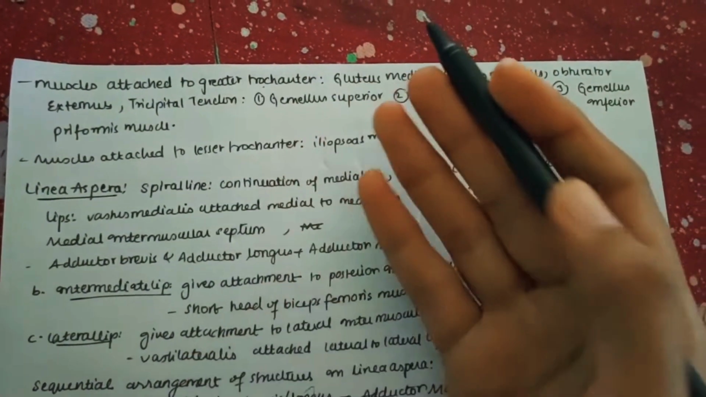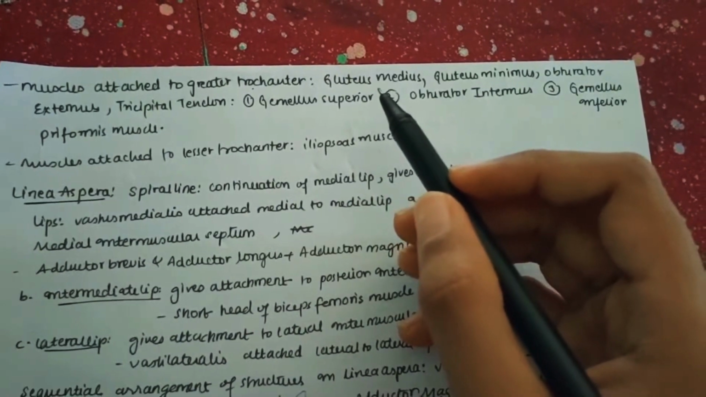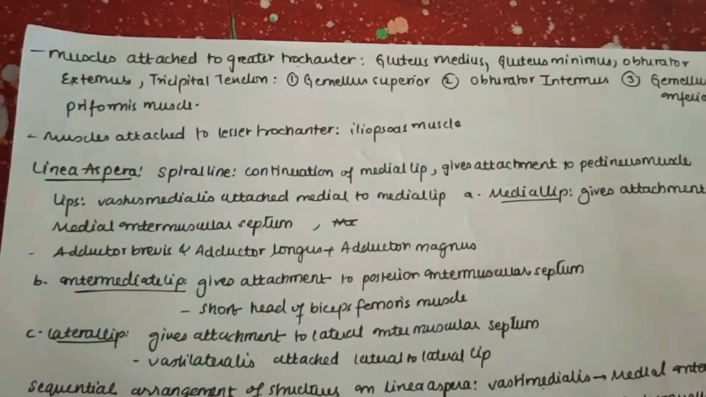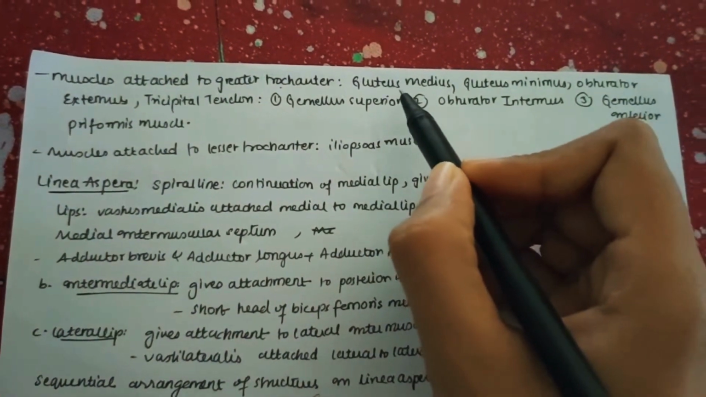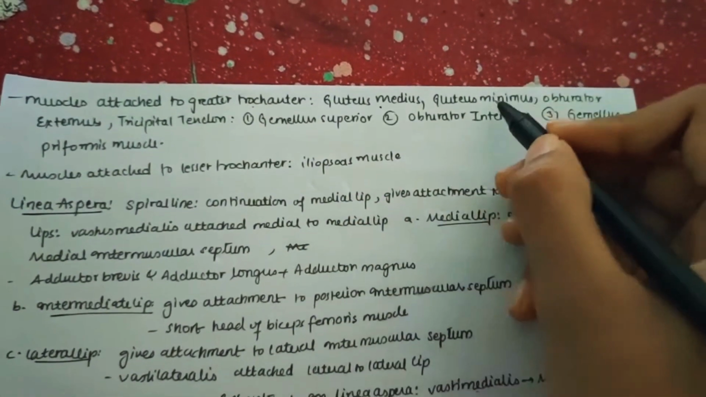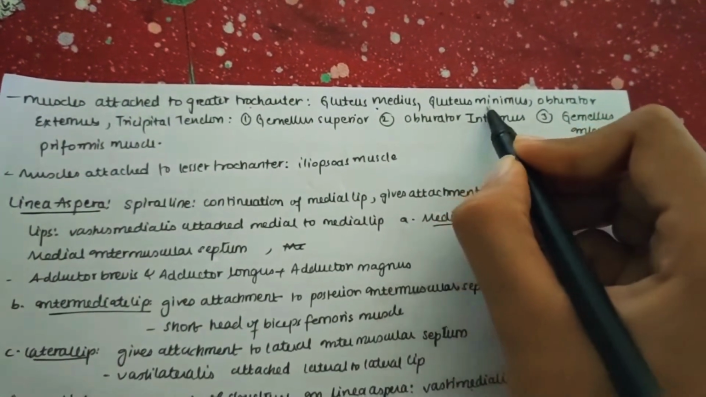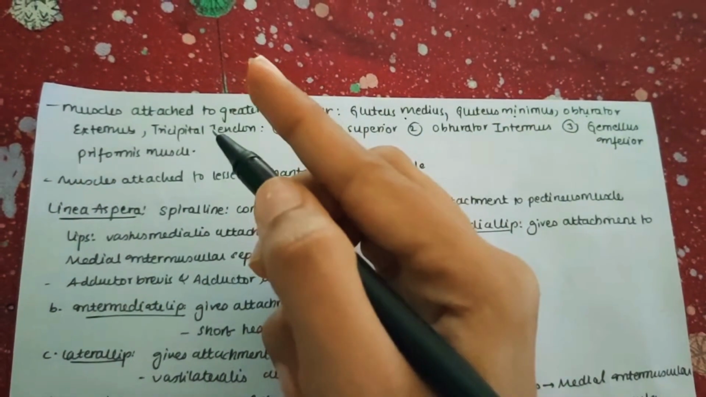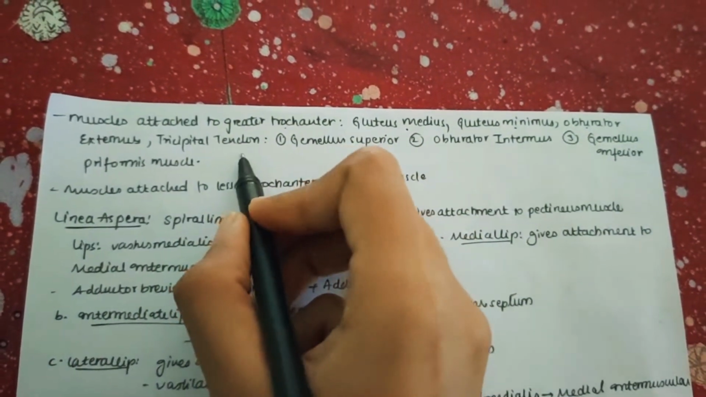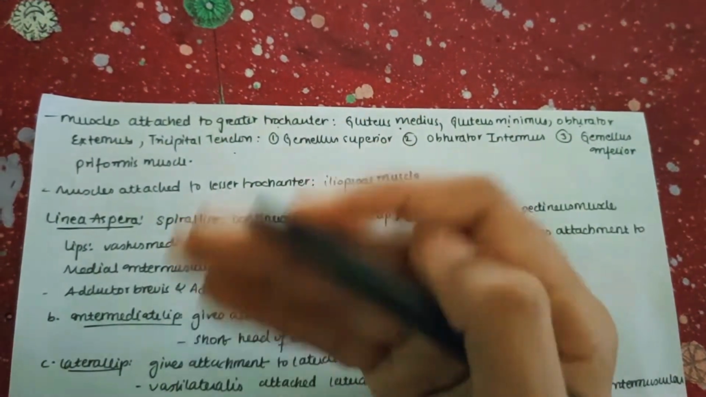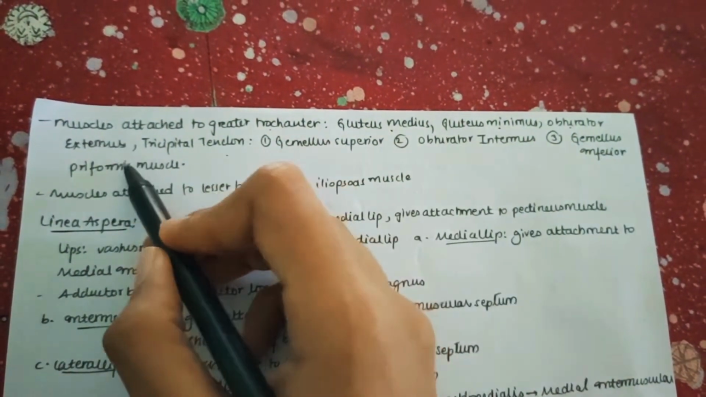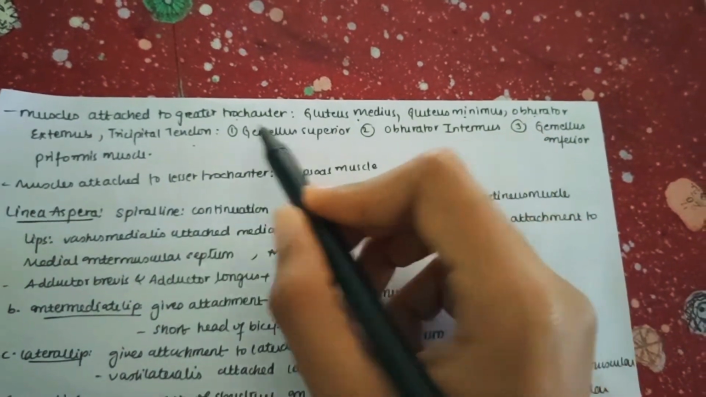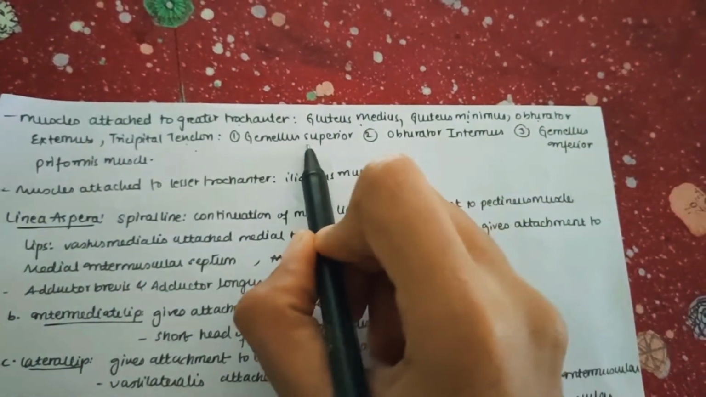So once again, let us revise all the muscles which are attached to the greater trochanter. If you can remember, on the greater trochanter, especially on its lateral side, there is attachment of gluteus medius. On its anterior side, there is attachment of gluteus minimus, and there is attachment of obturator externus in a fossa on the posterior side. Tricipital tendon is also attached on the posterior side above this obturator externus insertion.